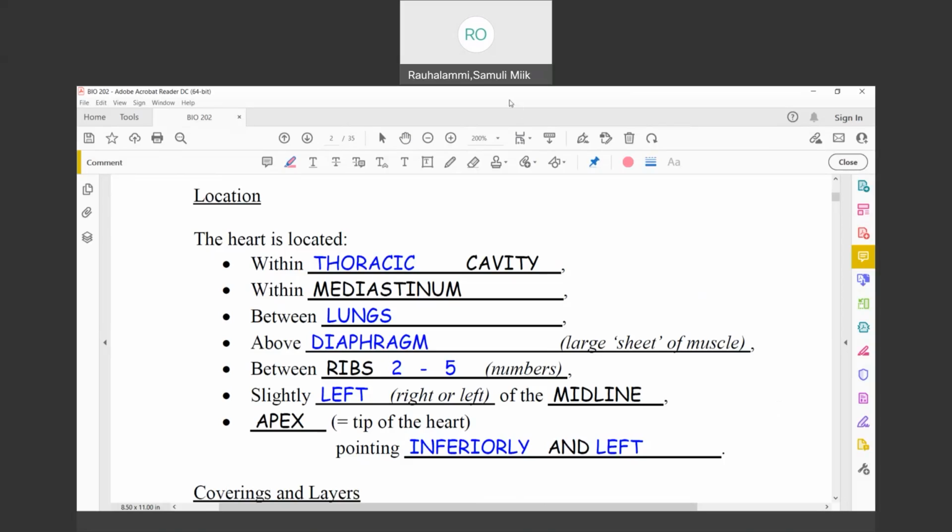And I'm just going to share my video again. You remember we used the fist size as an approximation of the size of the heart. And when you pointed out the pinky finger, that was the line that pointed out from the apex. So anteriorly, inferiorly, and slightly left within your thoracic cavity. So I hope that helps you to remember that.